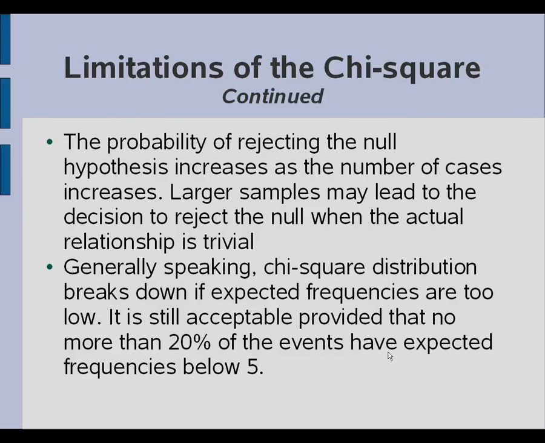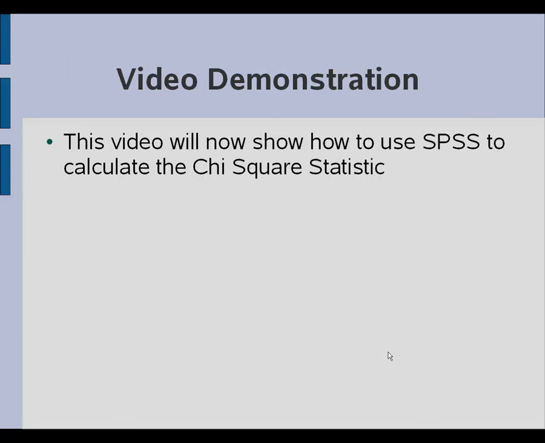The probability of rejecting the null hypothesis increases as the number of cases increases. Larger samples may lead to a decision to reject the null hypothesis when the actual relationship is trivial. Generally speaking, the chi-square distribution breaks down if expected frequencies are too low. It is still acceptable provided that no more than 20% of the events have expected frequencies below 5.